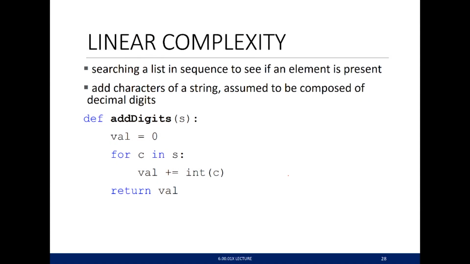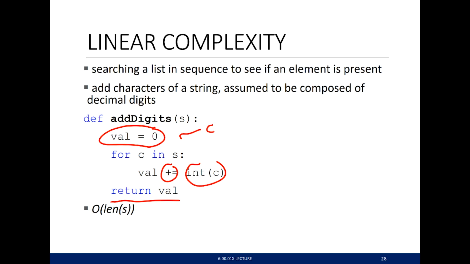Passing in a string s, I initialize a variable val to 0 initially, and then I'm going to run through a loop where I take each character in s, which is a string, and I'm going to convert it to an int, add it to val, and when I'm done, I'm just going to return val. Simple algorithm. What I want you to see is the order complexity here. It's pretty obvious. What do I have to count?